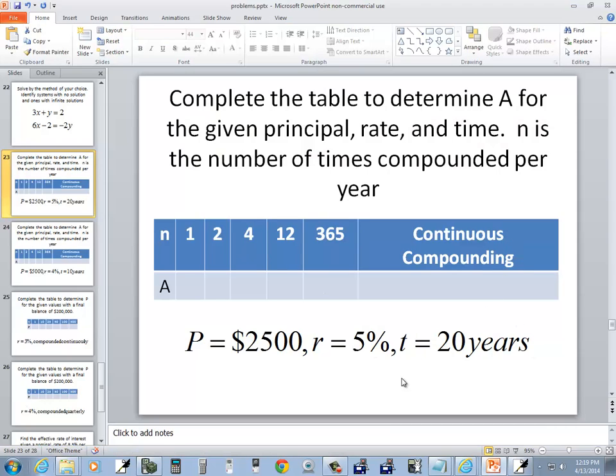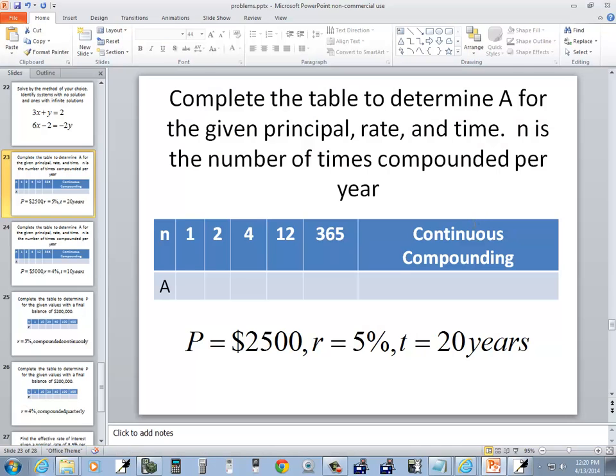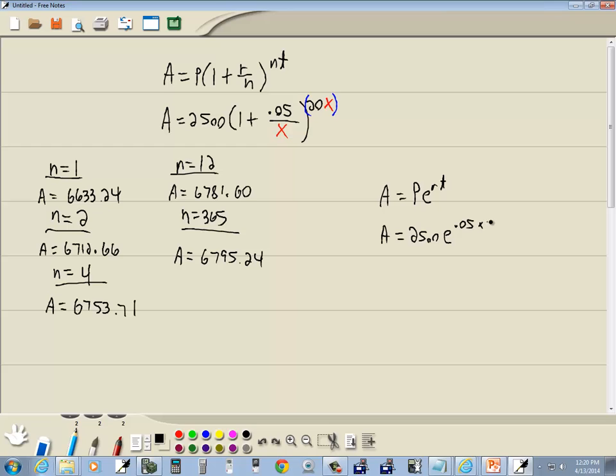I did that formula because N changed. Now our last one, continuous compounding. Well, the formula we're going to be using there is the PERT formula. So let's plug in everything they give us. They told us that P is 2500, the rate is 0.05, and T was 20 years, so I'll put a times 20 here.